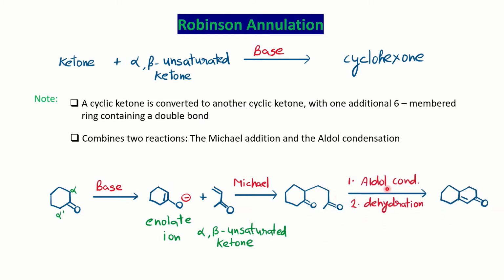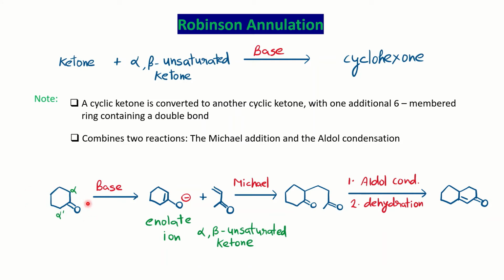Now in the next step you have the aldol condensation reaction followed by dehydration. In aldol condensation, we know the carbanion of one carbonyl will attack the carbonyl of another compound to form a beta hydroxy carbonyl compound. After dehydration, it will give you an alpha beta unsaturated ketone with one additional ring. You can notice that from the starting material to the product you have one additional ring with one additional double bond. So this is called the Robinson annulation reaction.